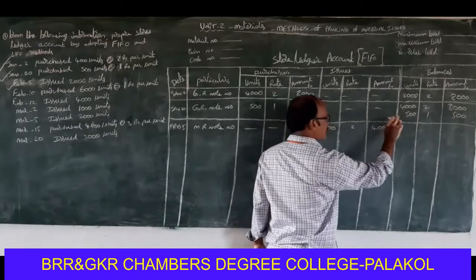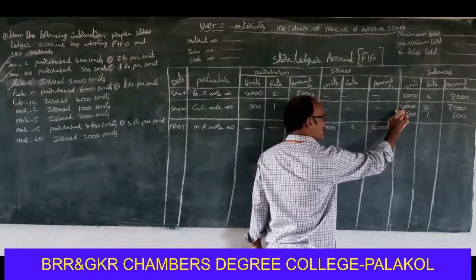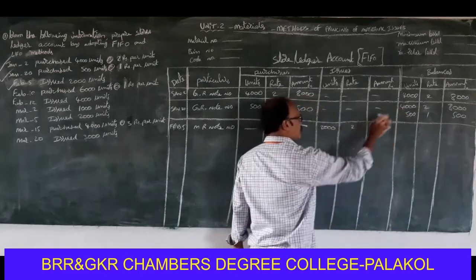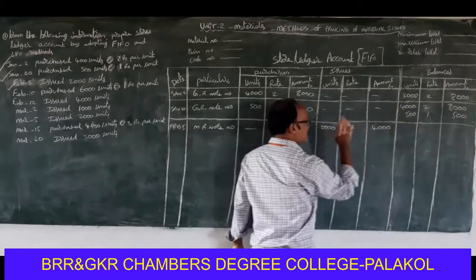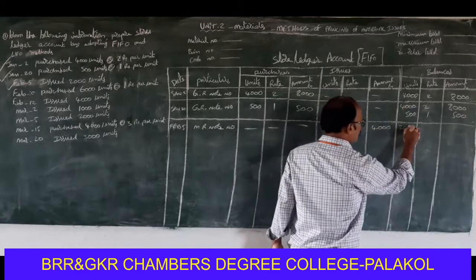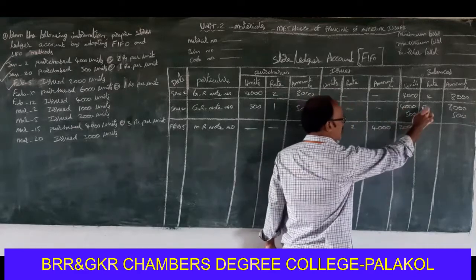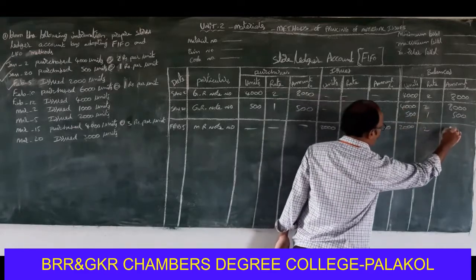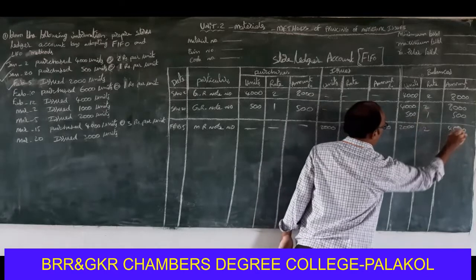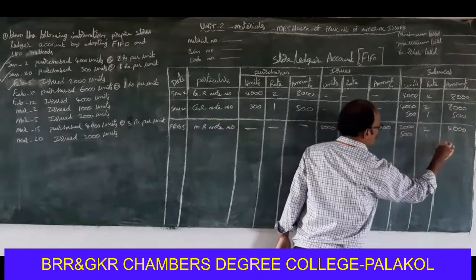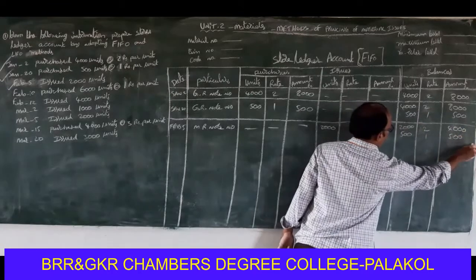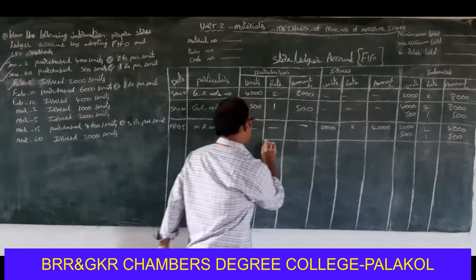Next one, remaining 4,000 units is there. We issued 2,000 units from this. So 4,000 minus 2,000 units, that's why 2,000 units is there. At the rate of 2 rupees per unit, so 4,000. So there is no effect on the second material. So 500 into 1, 500.